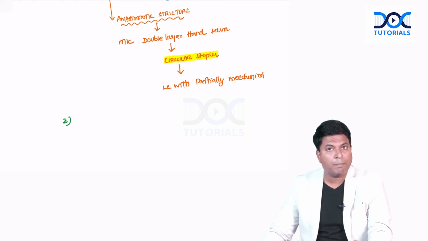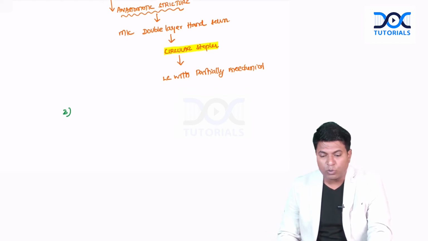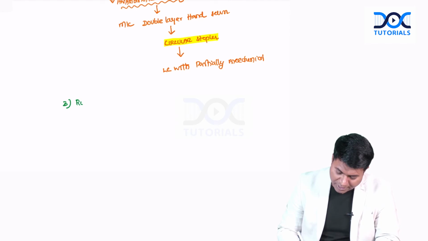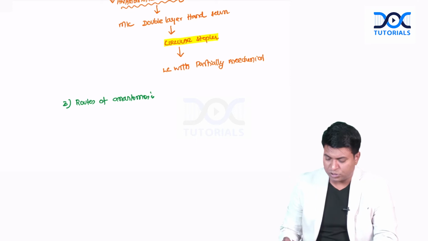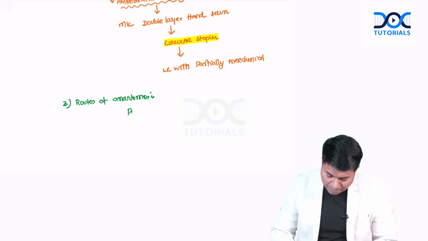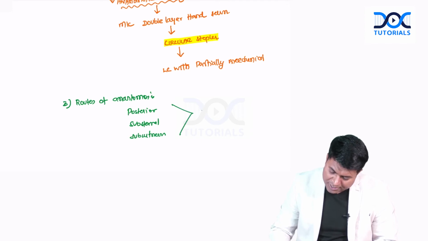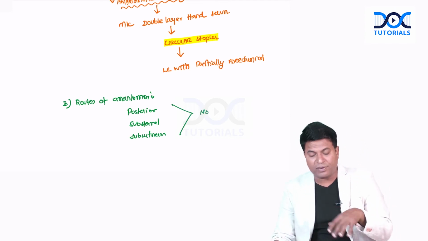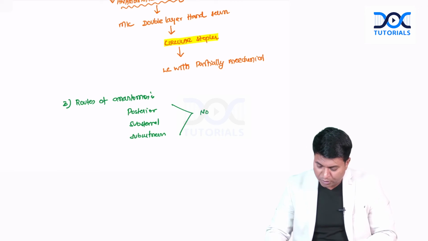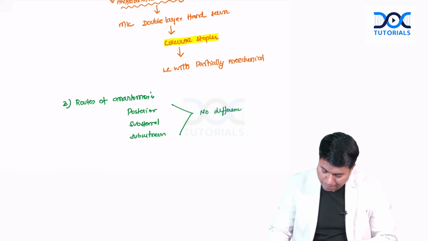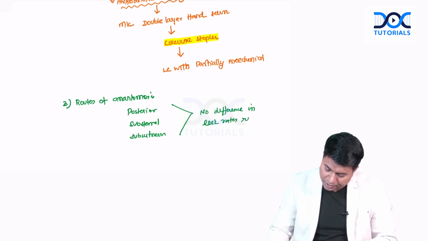We have to know the routes of anastomosis. Does it have any difference? I told you there are many routes: posterior mediastinal route, substernal route, subcutaneous route. But the interesting point is there is no difference in anastomotic leakage related to routes.